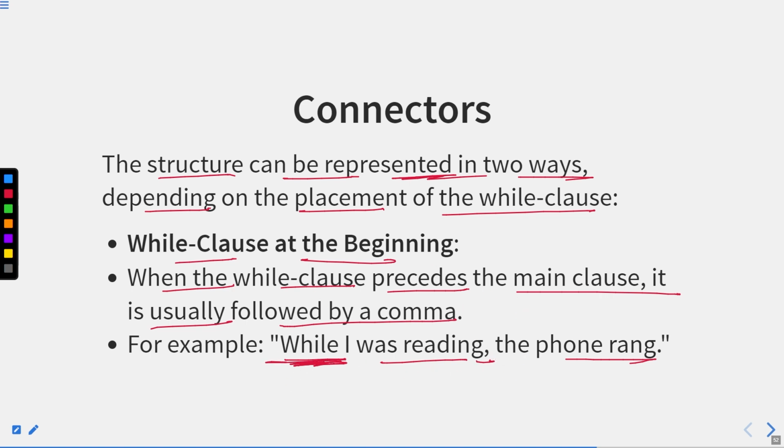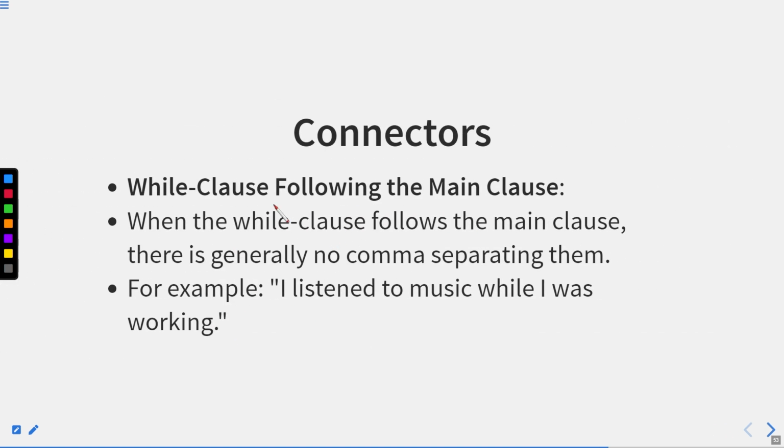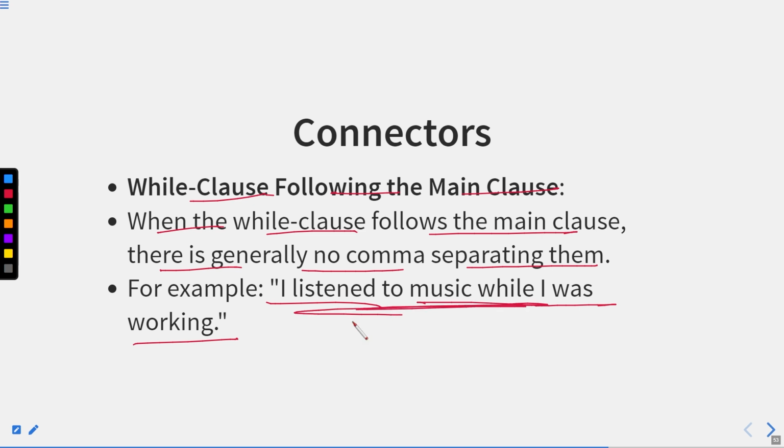But if we write this while in the middle of the sentence, we should not have a comma over there, or we need not write a comma. While clause following the main clause: when the while clause follows the main clause, there is generally no comma separating them. I listened to music while I was working. So you can see that we need not put a comma in between when the sentence is beginning with the main clause and while is used in the middle of the sentence.